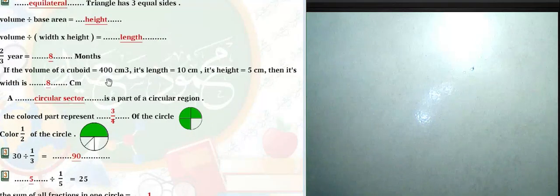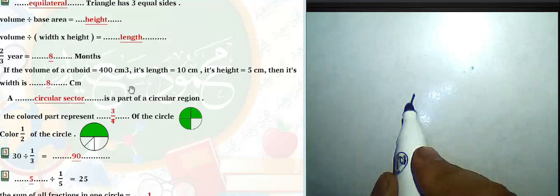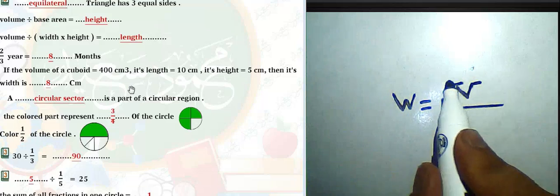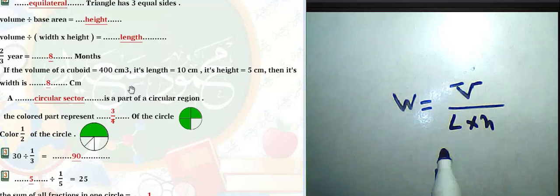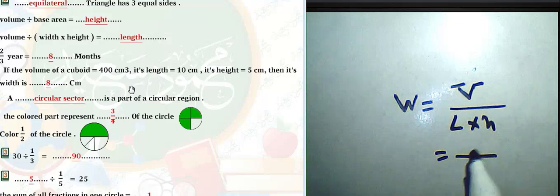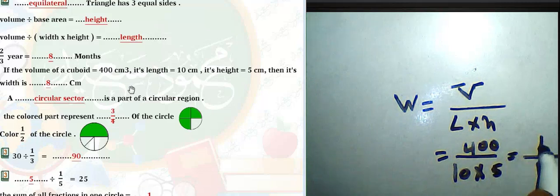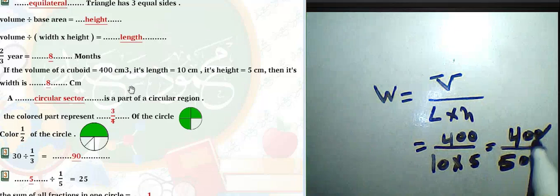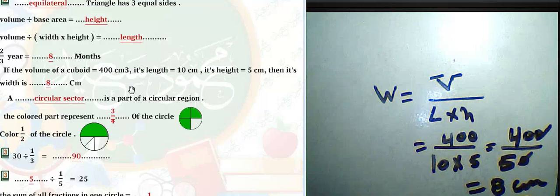If the volume of a cuboid is 400 cubic centimeters, its length 10 centimeters, and its height 5 centimeters, then what is its width? We can find the width with this rule: width equals volume over length times height. The volume is 400, the length 10 centimeters, and the height 5. So the result will be 400 over 5 times 10, which is 50. You can cancel 0 by 0, and 40 divided by 5 equals 8 centimeters. Width equals 8 centimeters.